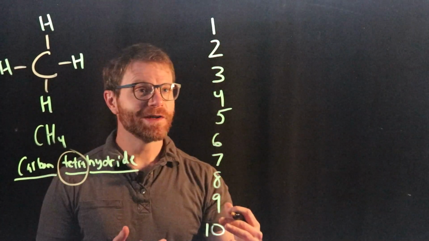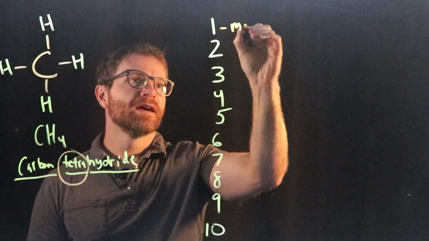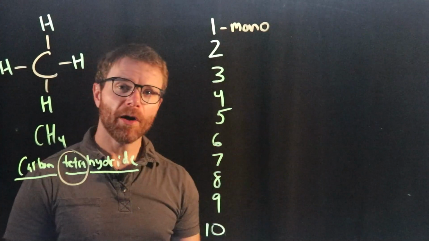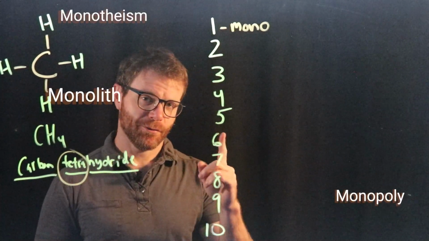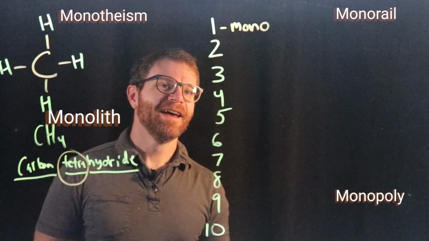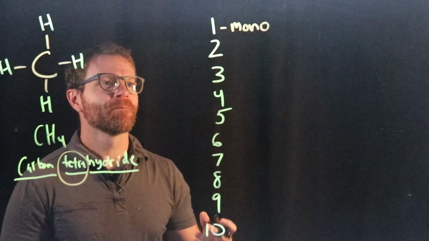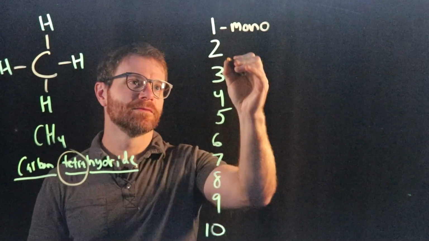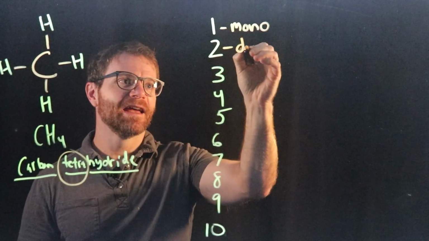So going from 1 to 10, for 1 we use the prefix mono. Mono meaning 1. If you're from a monotheistic religion, you have one God. If a monopoly controls the oil, then that's one company that controls all the oil in the country. Mono means 1.